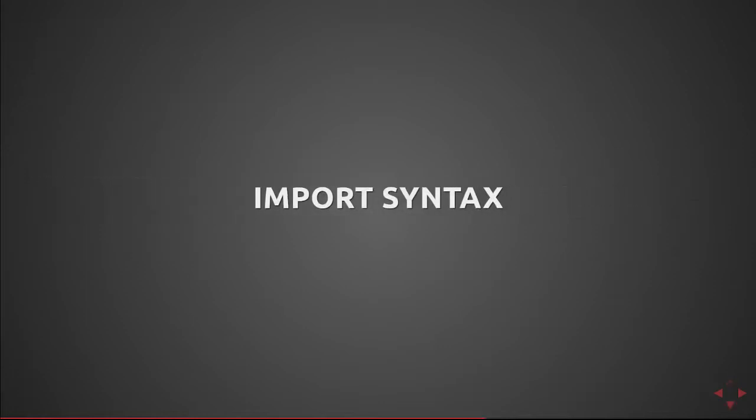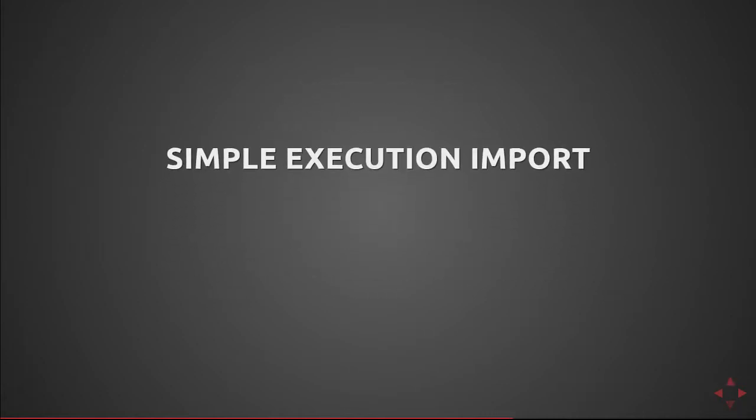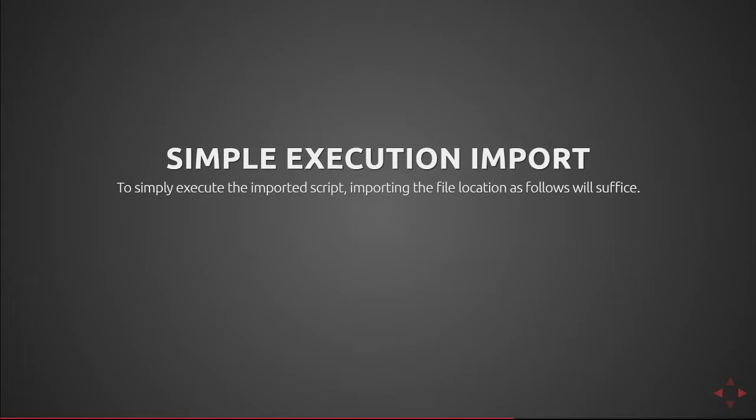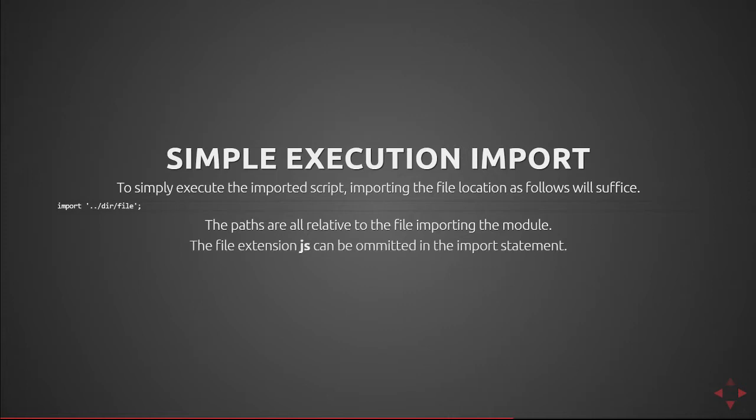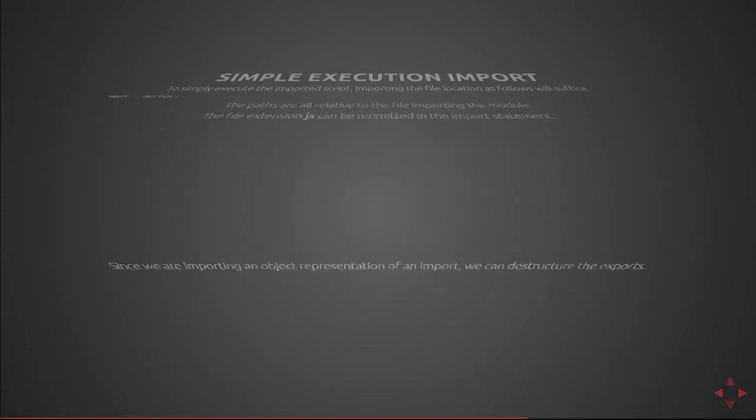Next, we're going to cover the import syntax. What I'm going to call the simple execution import is simply executing the imported script, but not necessarily assigning the output of that script to a variable. So here you can see import and then the file name. Paths are relative to the file that is importing the module. So in this case, the module is up a directory, and then in the dir directory with file.js is the file. You can actually exclude the .js in your import statement.